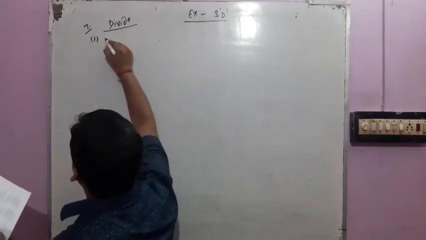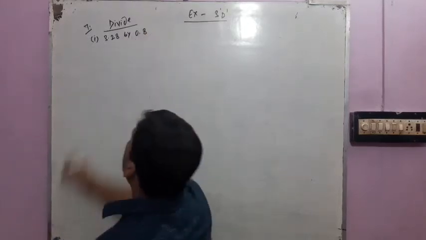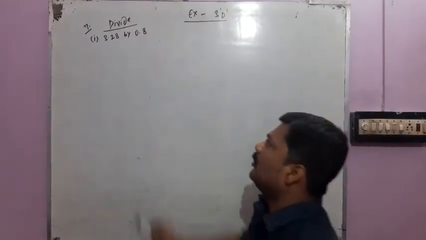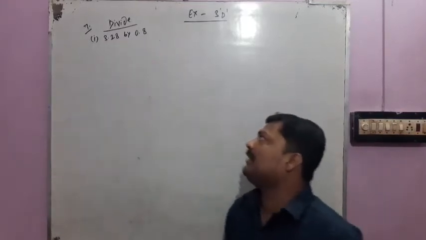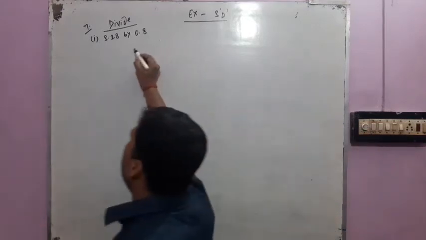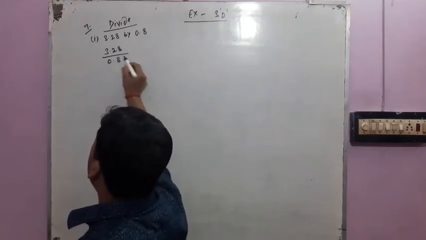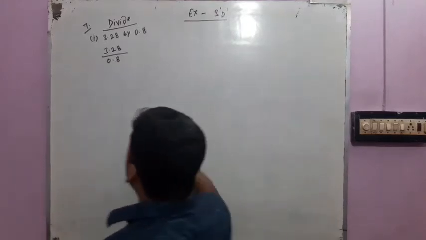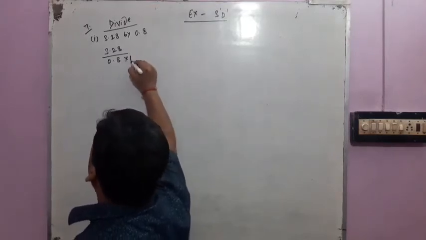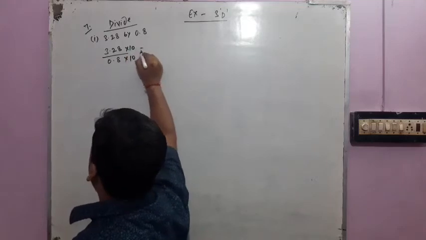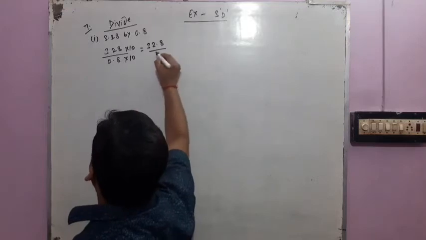The very first is 3.28 by 0.8. Students, here the decimal is present in both the divisor and the dividend. In that case, first we have to remove the decimal from the divisor. It's very simple. 3.28 and 0.8. Now, after the decimal, how many digits are here? 1 digit. So we have to multiply both the numerator and denominator by 10. When we multiply, it becomes 32.8 and here it becomes 8.